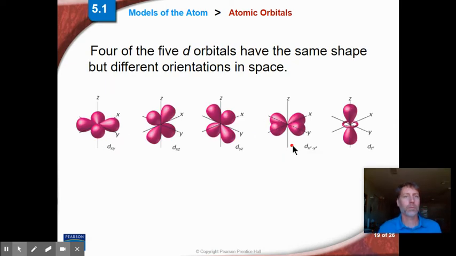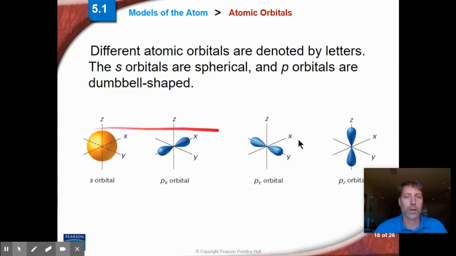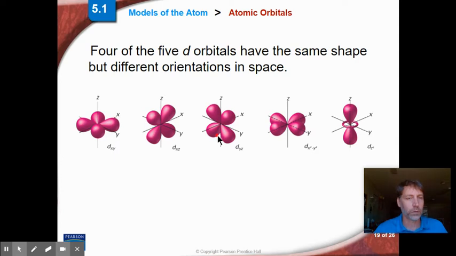Similarly, the d orbital: see how the p orbital has one direction at a time? The d orbital is just a little bit more complex. It can be in two directions at once: the x and the y direction, so it's dxy; the z and the x direction, so it'd be dxz, excuse me, and then the dyz, and the dx squared minus y squared, and then the dz squared.